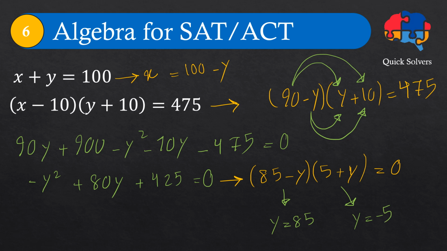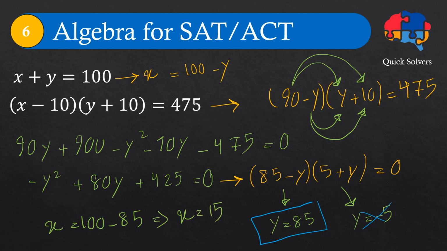But we saw that both x and y are positive. That means y cannot be minus 5. y is 85. Now we have y. By replacing y here, we can find x. This is saying that x equals 100 minus y, which is 85. That means x equals 15. So we found both x and y.